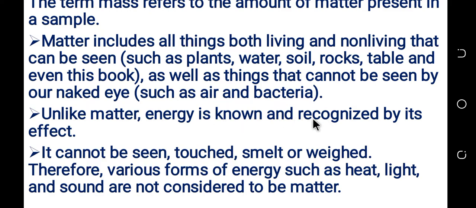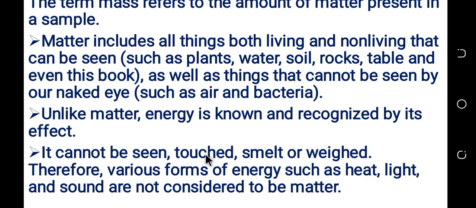Unlike matter, energy is known and recognized by its effect. Energy ይታወቃል በሚያመጣው ተጽዕኖ, but it is not matter. በባለፈው ላይ the branch of natural science which is about matter, energy and the interaction between matter and energy is called physics ብለን ዲፋይን አድርገን ነበር. What is the relation between matter and energy? Albert Einstein described it as E = mc².